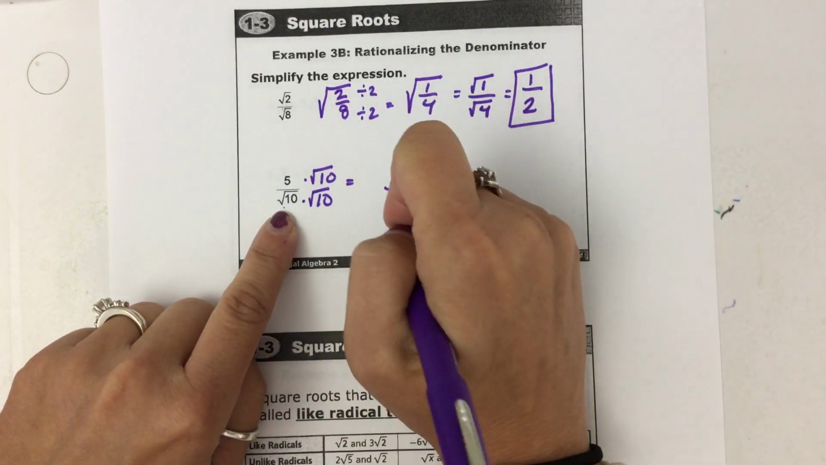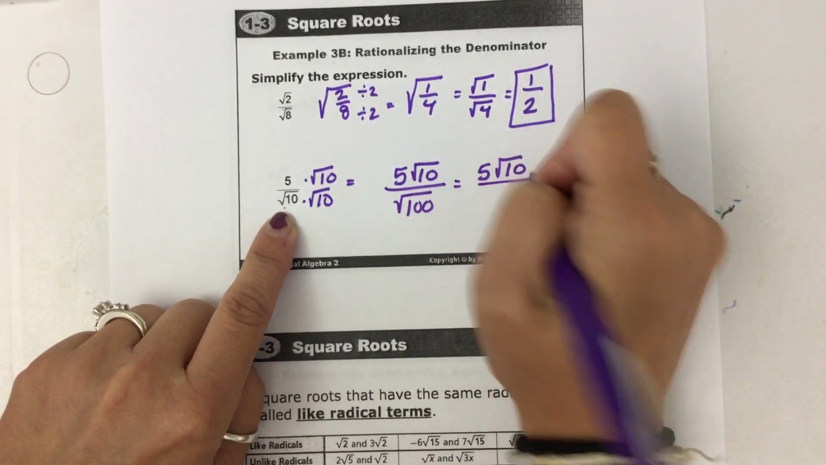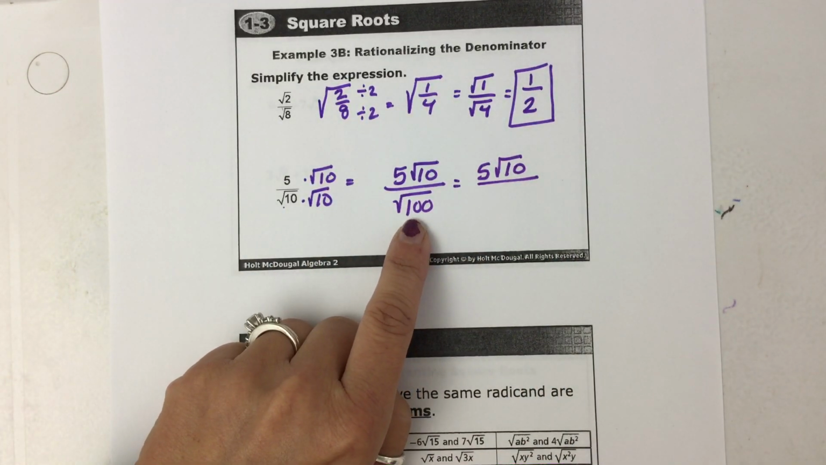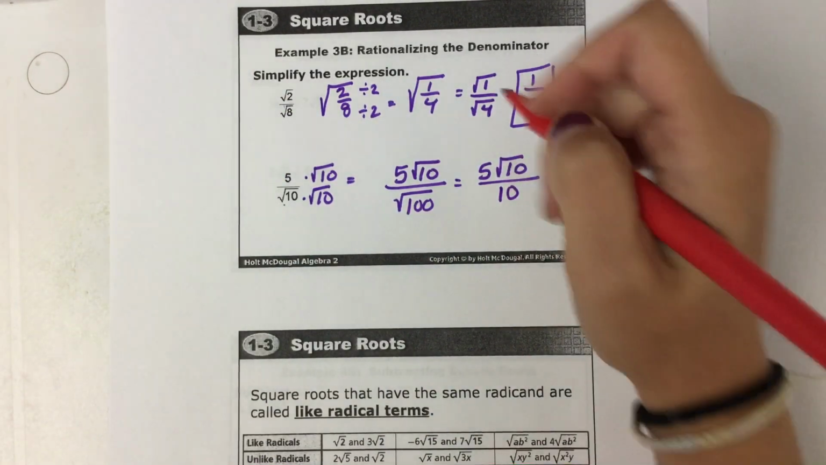Bottom, square root of 10 times the square root of 10 is the square root of 100. The denominator should always be a perfect square. The square root of 100 is 10. Here's one other thing we need to look at.